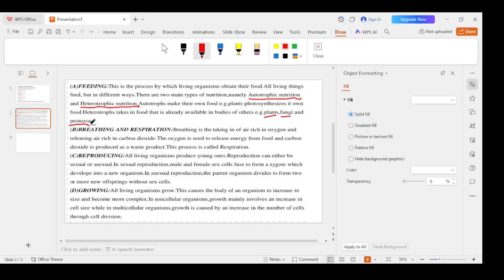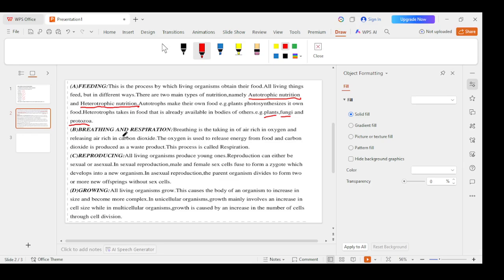Before I proceed, as for humans, maybe you can ask about the same characteristic, which is feeding. Where are humans falling? Is it under autotrophic or heterotrophic?